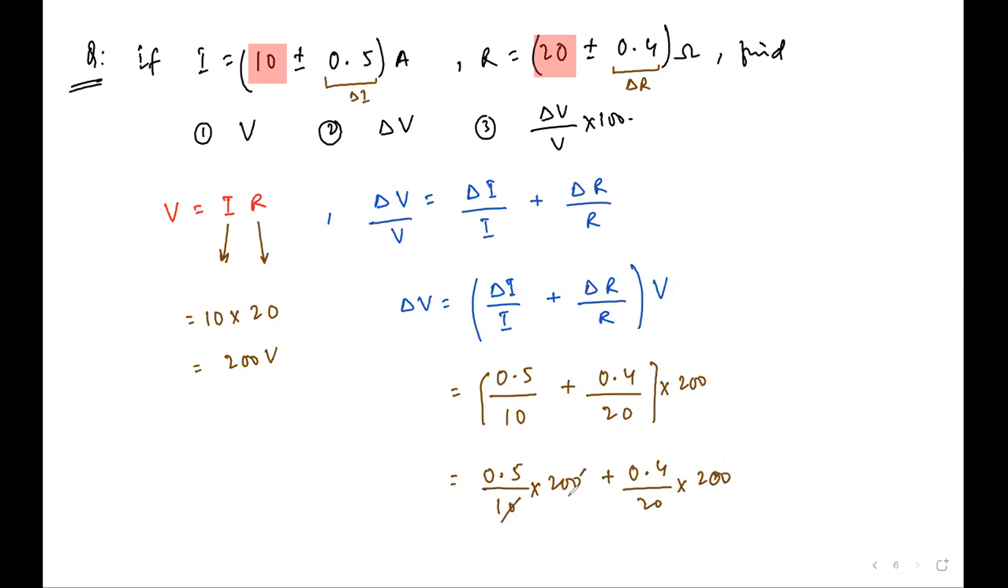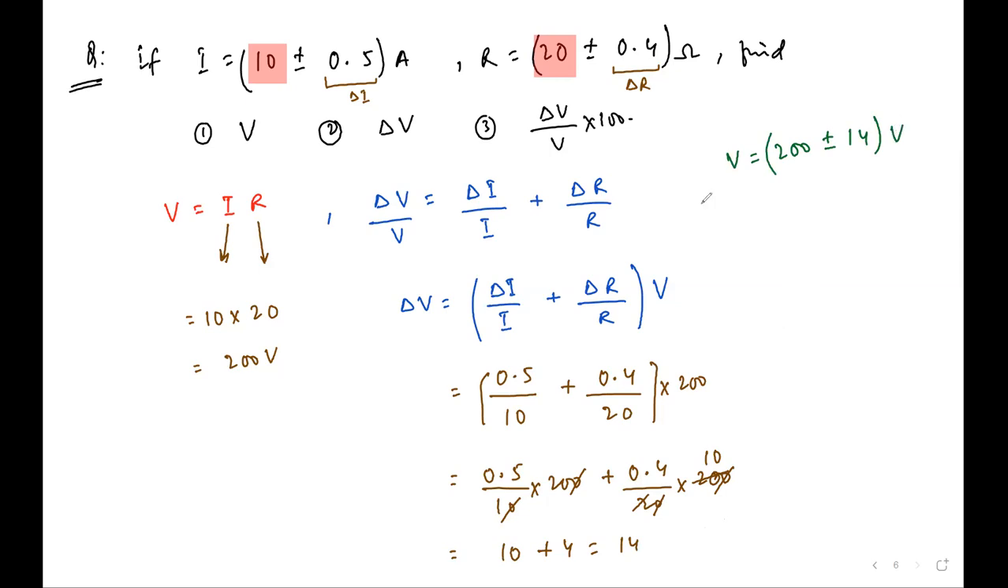So this 0 and this 0 will cancel out. This 0 and this 0 will cancel out. 2 into 10 times will be 20. So you will get 10 plus 4, 14 as the error part. So from this, your answer will be voltage is equal to 200 plus minus 14 volt.